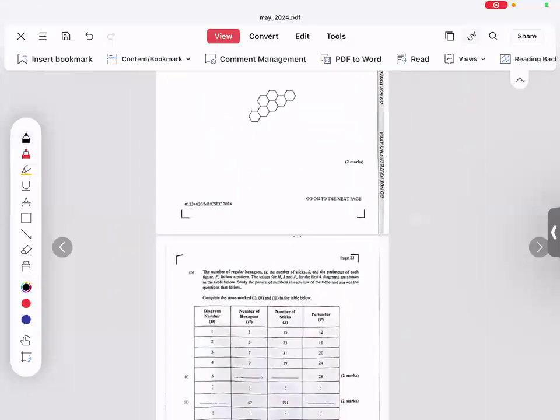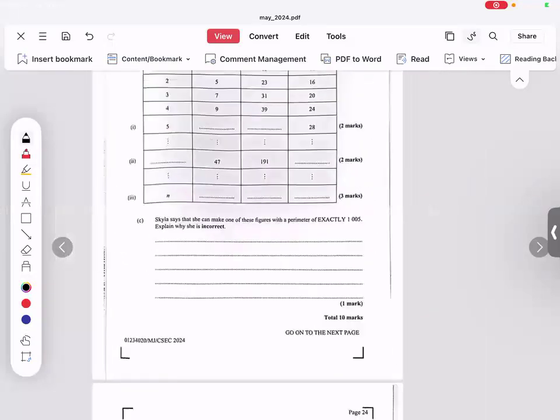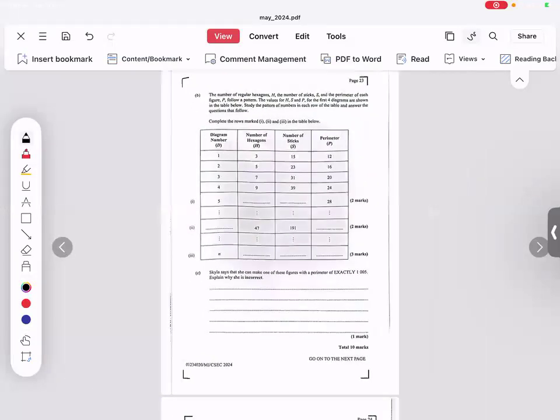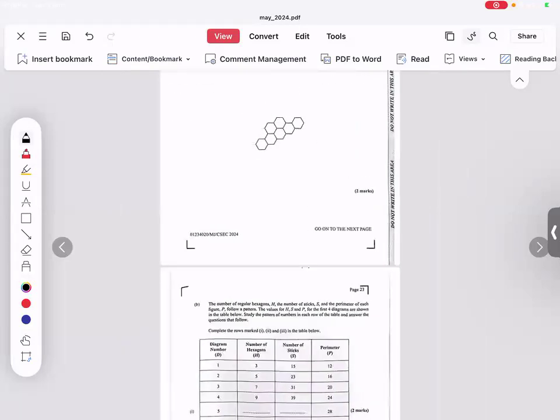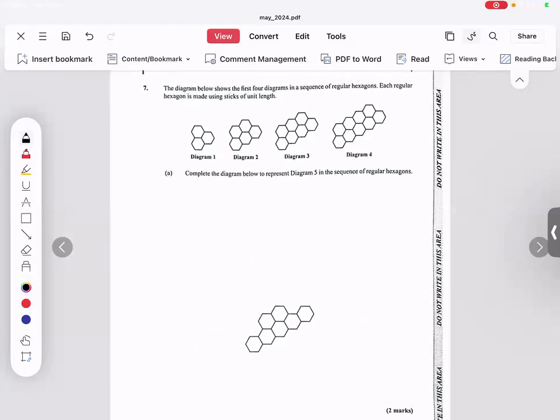Let's look at how much it's worth. The pattern question is worth how many marks? 10. I feel like everybody in here is supposed to get that 10. No matter how hard you have to try, everybody's supposed to get this particular pattern. You should get at least 8 or 7 out of the 10.